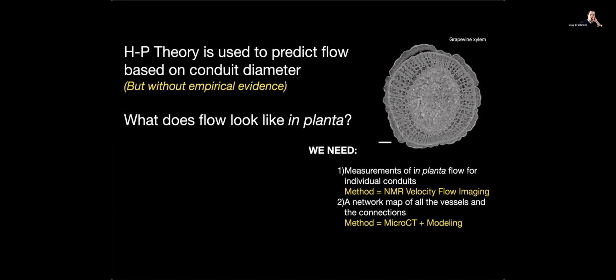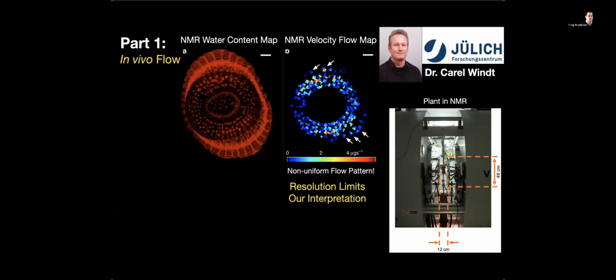And so part one is the in vivo flow part. What we have here in the red image, in the center, is the water content map. This is basically telling us, in the cross section of a grapevine stem that's approximately, I think, 8 millimeters in diameter, or 5 millimeters in diameter, so it's a relatively small plant.